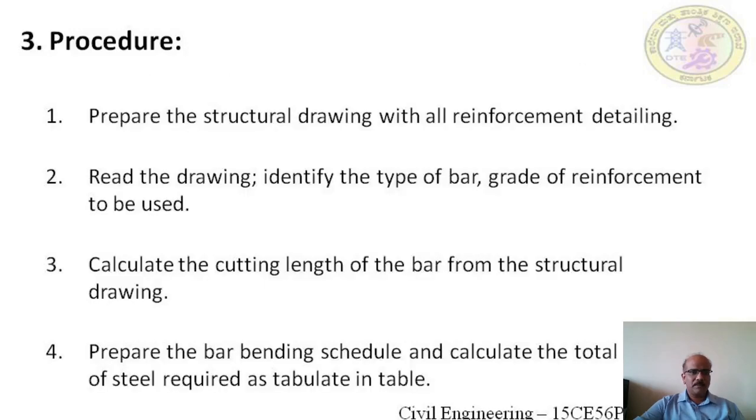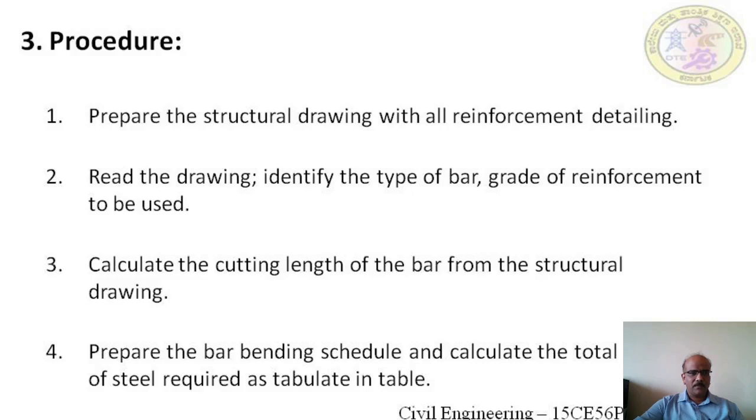Once the structural drawing is prepared, read the drawing carefully and identify the type of bar, grade of reinforcement to be used, and diameter of the bar. One should be able to read the structural drawings, and we need to identify the diameter of the bar, the grade of the steel, and the shape. Then in the third step, we need to calculate the cutting length of the bar from the structural drawing. We'll look at the calculation of cutting length of each bar now.